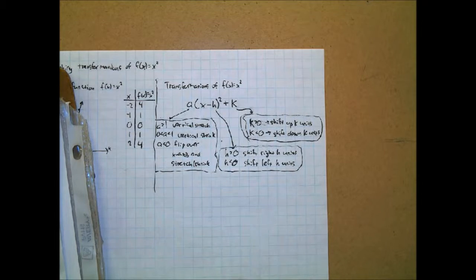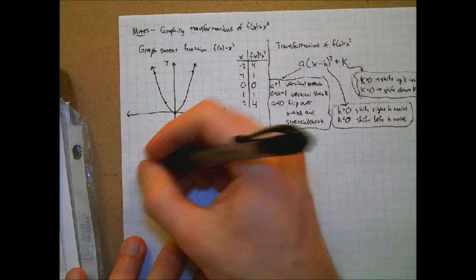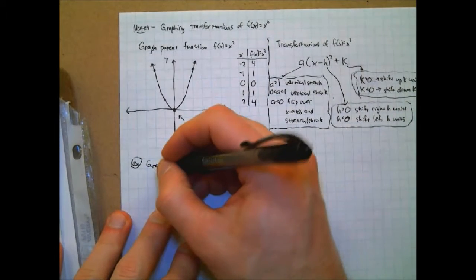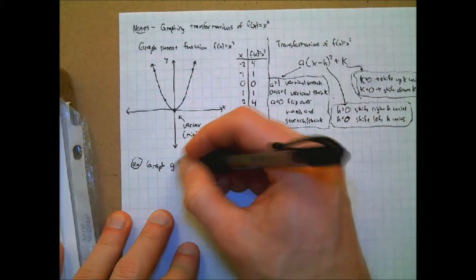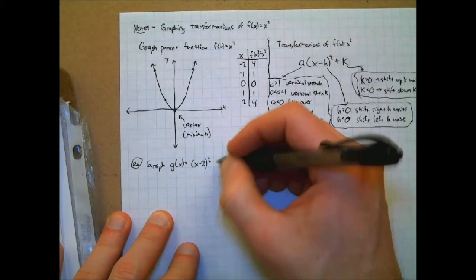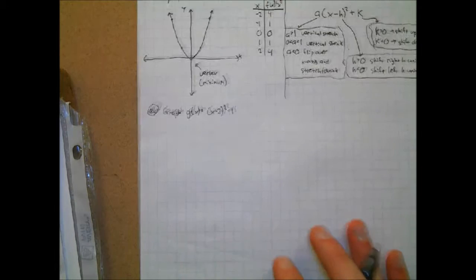Anyone still writing? All right, here we go. Let's take a look at an example then. Let's graph g of x equal to the quantity x minus 2 squared plus 1. So again, let's graph g of x equal to the quantity x minus 2 squared plus 1.